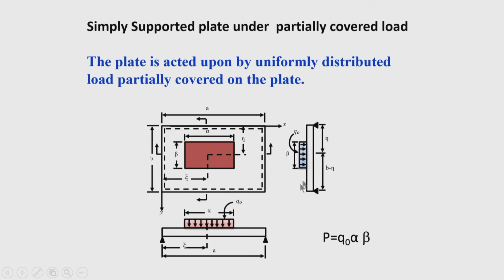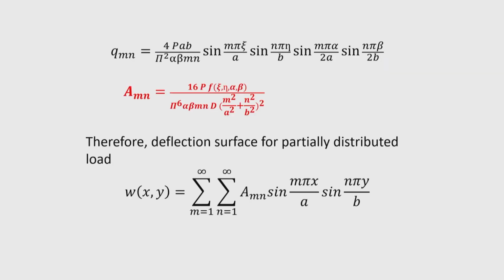So, for that loading case, we found the deflected surface of the rectangular plate, and the general formulation requires the Navier series. The Navier series is given by double summation A_mn sin(m pi x by a) sin(n pi y by b). In the Navier series, A_mn is given by 16 P as some function of xi, eta, alpha, beta. What are these parameters?